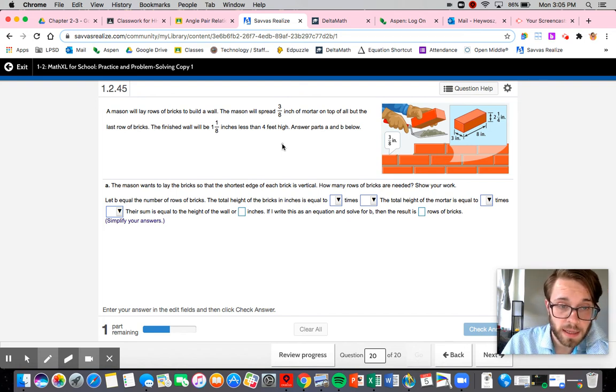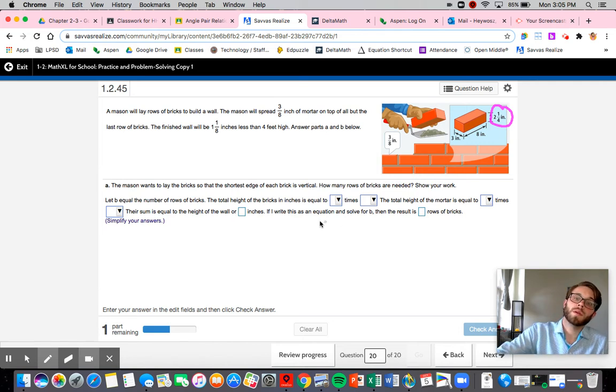So A is asking me, the mason wants to lay the brick so that the shortest edge of the brick is vertical. Now, the shortest edge of the brick right here is this lovely 2 1/4 because it's less than 3 and it's less than 8. So that's my vertical side. Now, how many rows of bricks do I need?